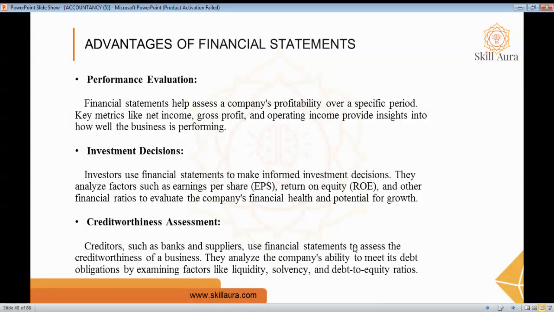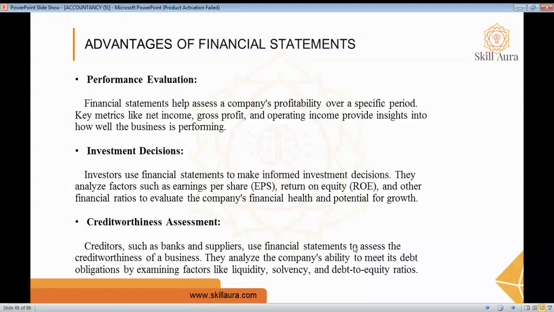The next one is investment decision. Here, by analyzing a few factors like earnings per share (EPS), return on equity, and other financial ratios, we calculate the financial position of the company and also understand the overall potential and health of the company, so that it can be easily understood by investors, creditors, etc.